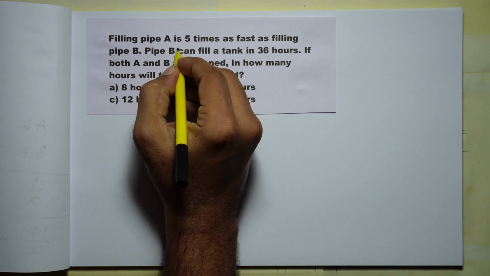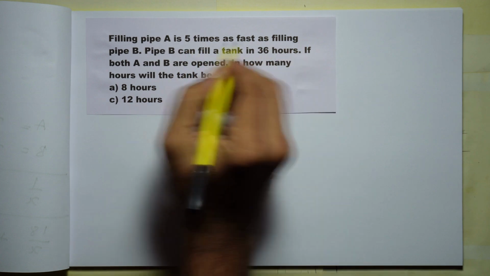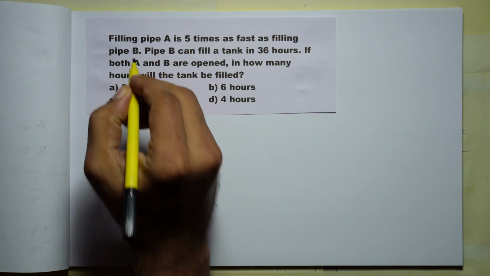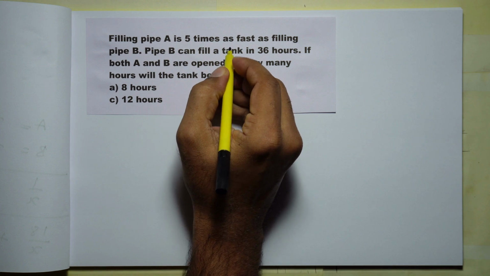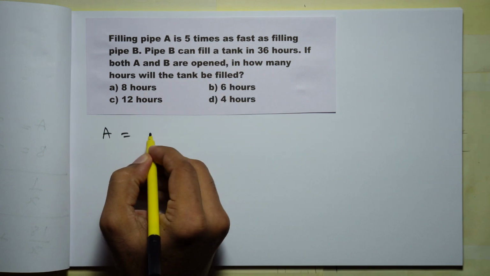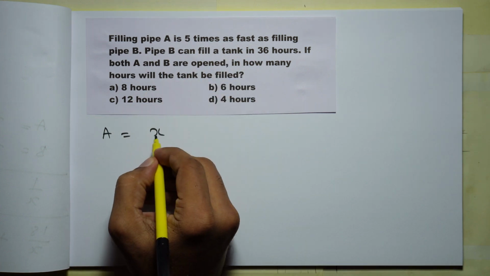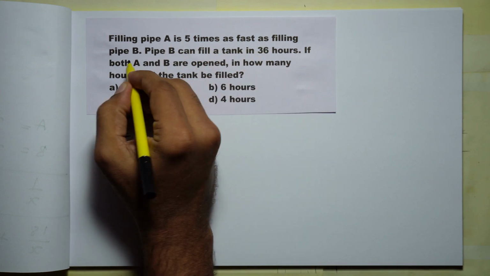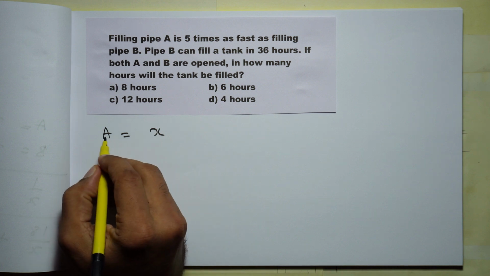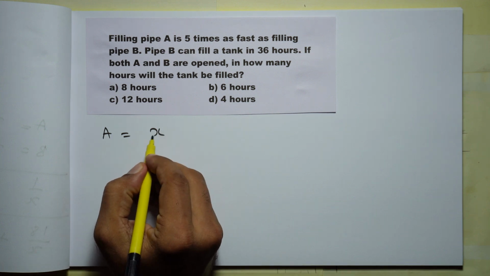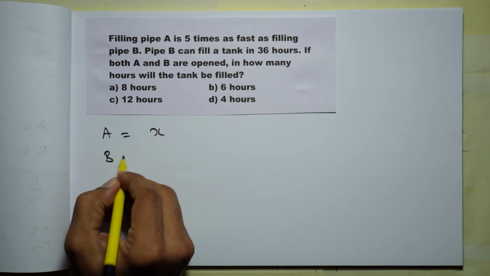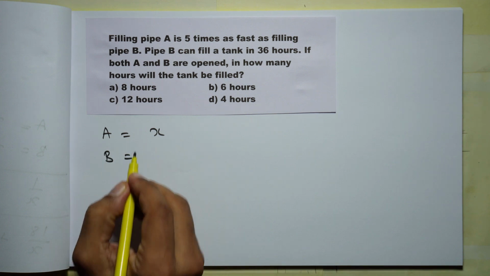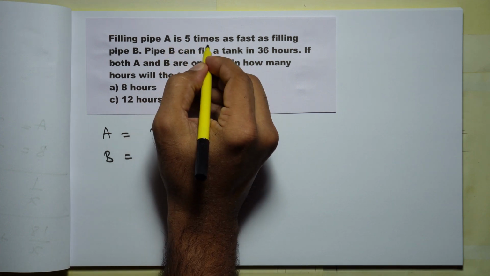Filling pipe A is 5 times as fast as filling pipe B. So we'll just represent this data first. Now we will assume that A can fill the tank in x hours. Filling pipe A is 5 times as fast as B, which means that A will do 5 times as much work as B, or we can also say that B will do only 1/5 the work done by A.